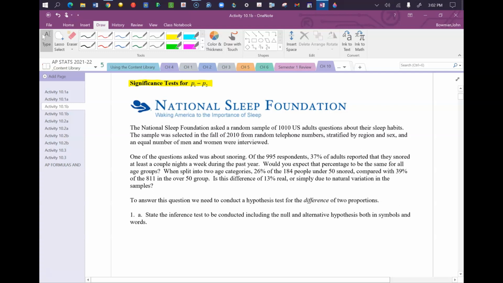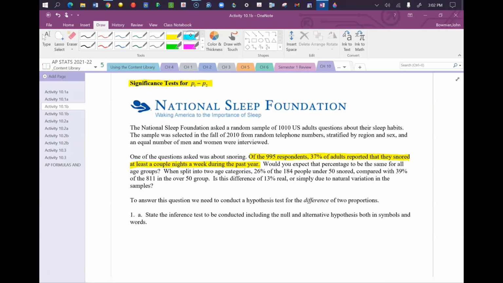Our example is based on a study done by the National Sleep Foundation, and our information is the following: they did a survey, and of the 995 respondents, 37% of adults reported that they snored at least a couple nights a week during the past year. Would you expect that percentage to be the same for all age groups?